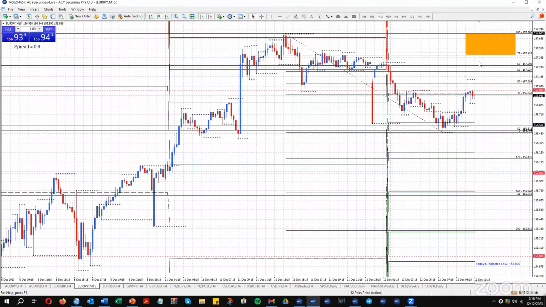And that 62% level from the weekly chart, from last week's range, is here at 157.30. Okay.